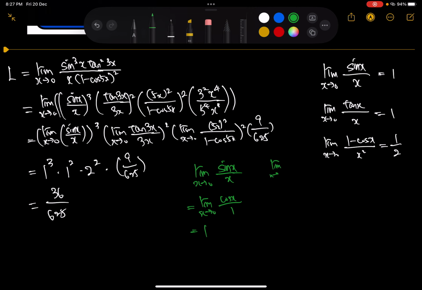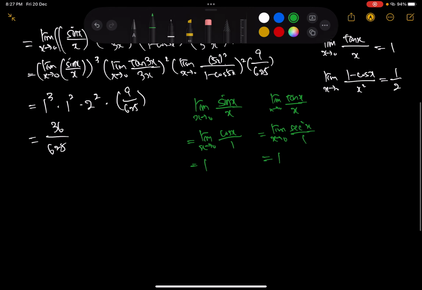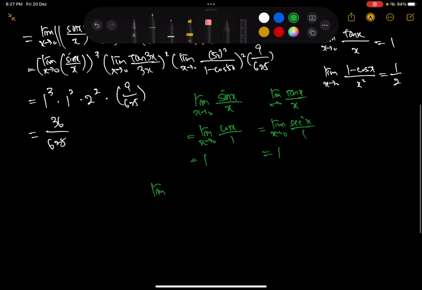The limit of tangent x over x is the same result: sec squared x over 1. Obviously cosine 0 is 1, flip that as 1, squared is also 1. And then the limit of 1 minus cosine x over x squared is, I believe, in this format.